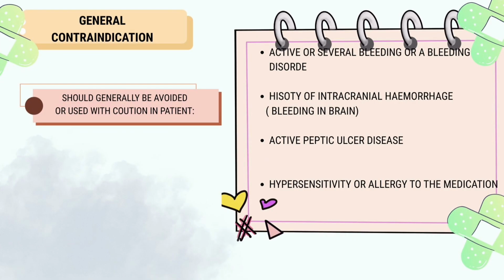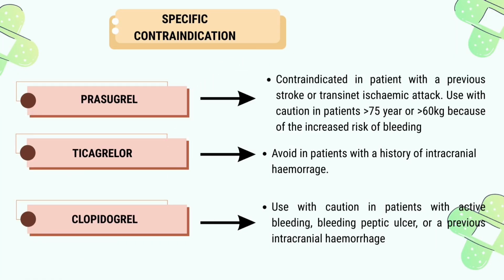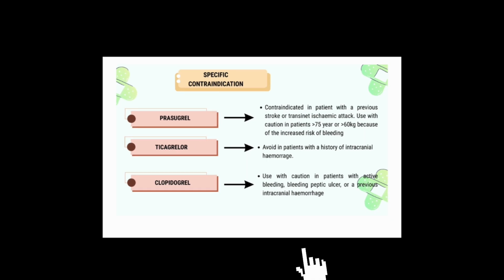In general, antiplatelet therapy is contraindicated or requires extreme caution in patients with active bleeding or bleeding disorders, history of intracranial hemorrhage, active peptic ulcer disease, or known hypersensitivity to the drug. Specifically, prasugrel is strictly contraindicated in patients with a history of stroke or TIA. Ticagrelor should be avoided if there is a history of intracranial bleeding. Clopidogrel requires caution in active bleeding or active peptic ulcers.